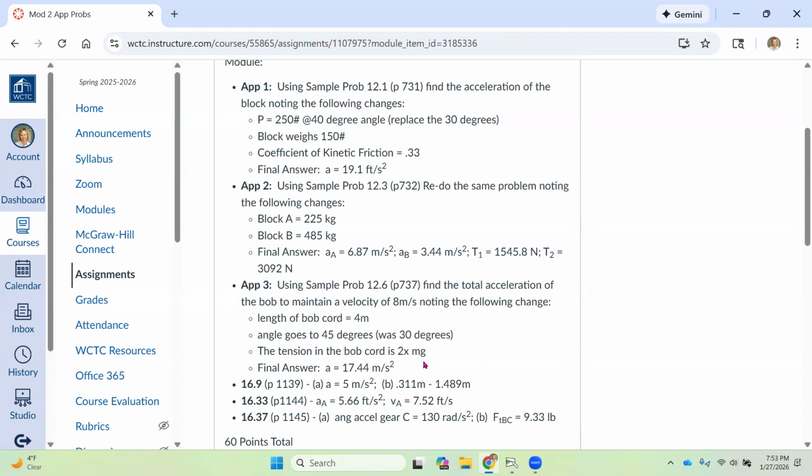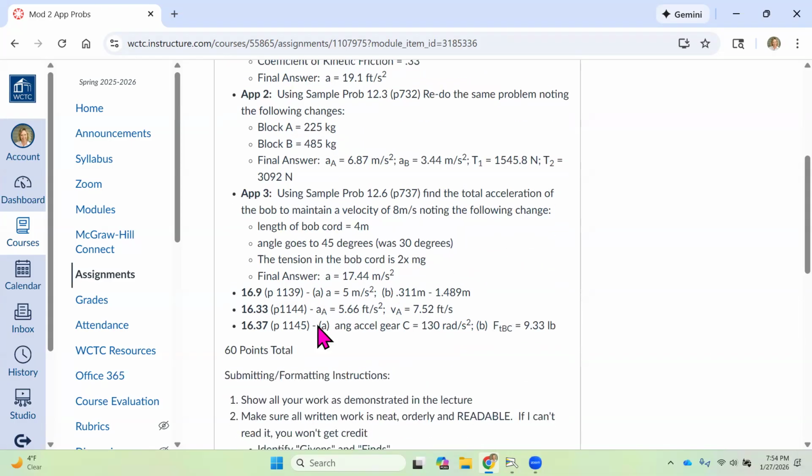So that would be what you're ready to start doing if you wanted to work on the application problems for module 2. The rest, you'll notice that there's 3 from chapter 16, and the next time we get together, we will make sure that we cover what you need to work on those.